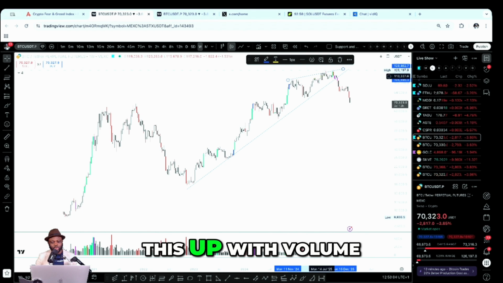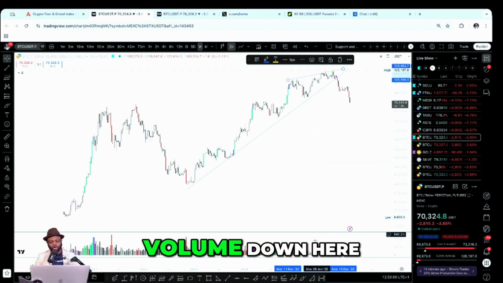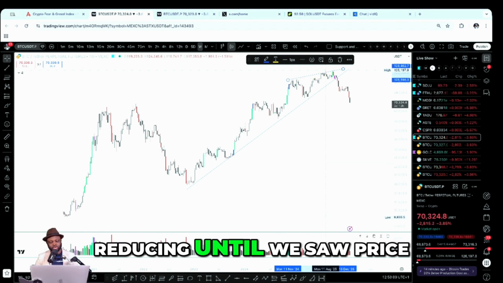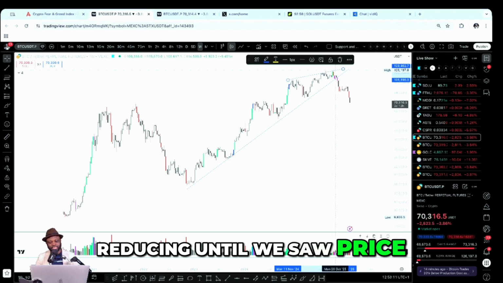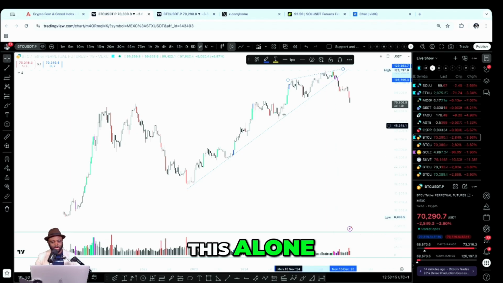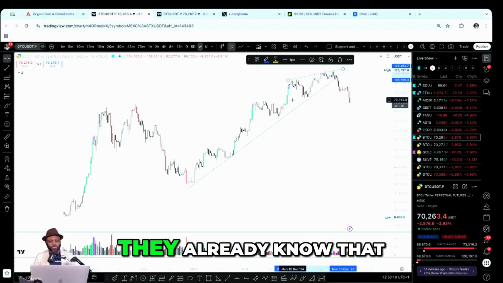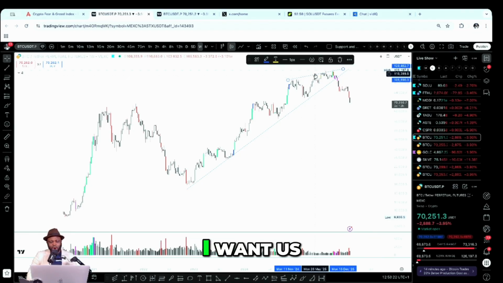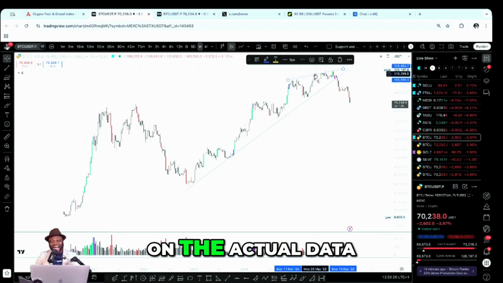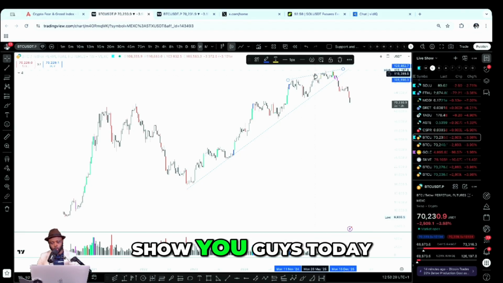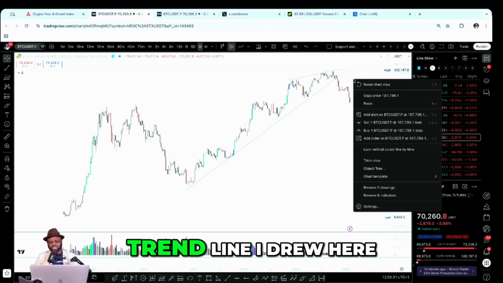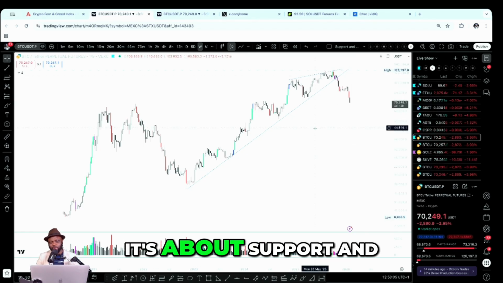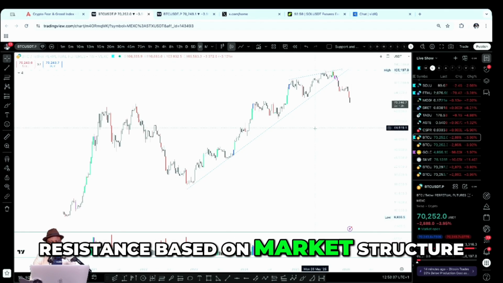And you can back this up with volume. You can see the volume down here was reducing until we saw price drop to the downside. Those who are pro traders already know that the volume was failing. I want us to focus on the actual data that I want to show you guys today. It's not about this trend line I drew here. No, it's about support and resistance based on market structure.